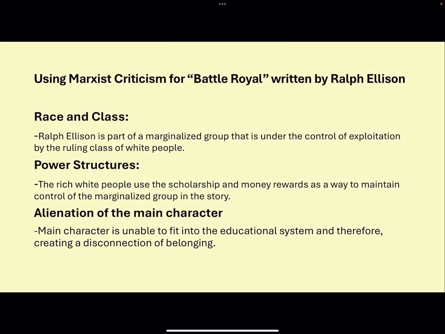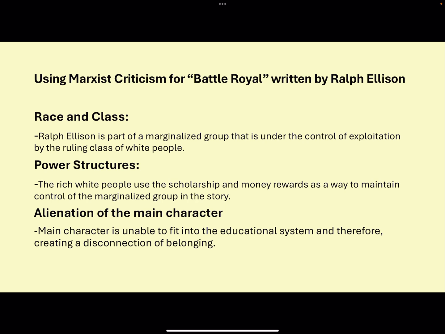Now, using Marxist criticism for the story Battle Royal written by Ralph Ellison. First, race and class. The characters are part of the marginalized group that is under the control and exploitation of the ruling class of white people. The power structures in place are that the rich white people use the scholarship and money rewards as a way to maintain control of the marginalized group in the story.